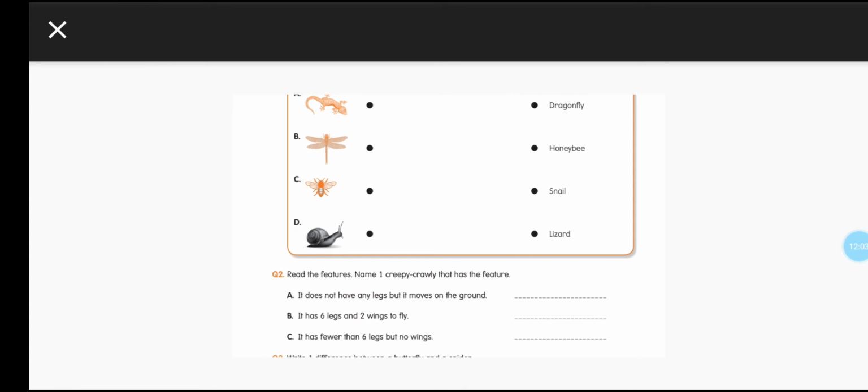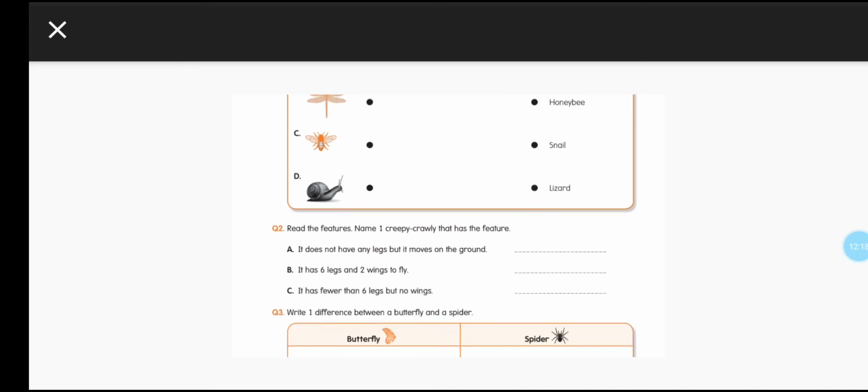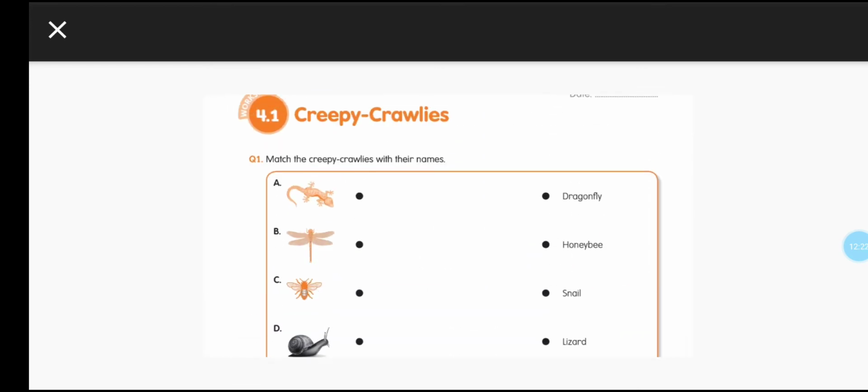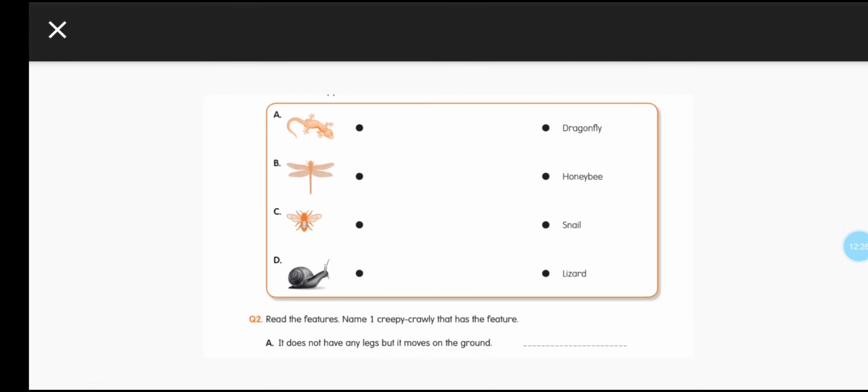And some have fewer than 6 legs, like lizard, and snakes do not have legs at all. Some can fly, some cannot fly. Like honeybee can fly but snail cannot fly. So these things you can see from your content book. Now we will see what the worksheet questions given in 4.1 are.